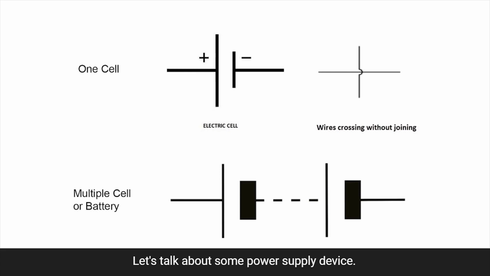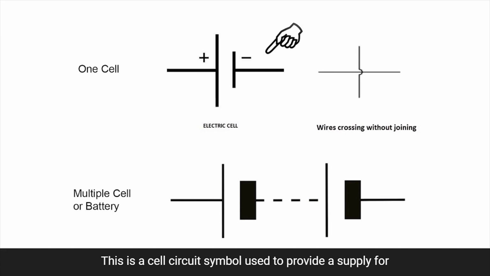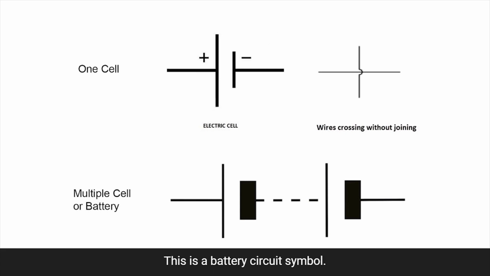Let's talk about some power supply symbols. This is a cell circuit symbol, used to provide a supply for a circuit. This is a battery circuit symbol. A battery has more than one cell, and is used for the same purpose. The smaller terminal is the negative and the larger one is the positive. The abbreviation is B.